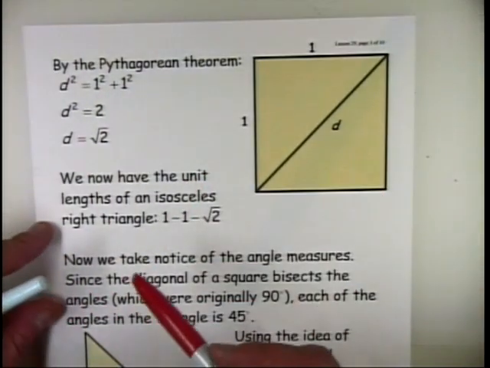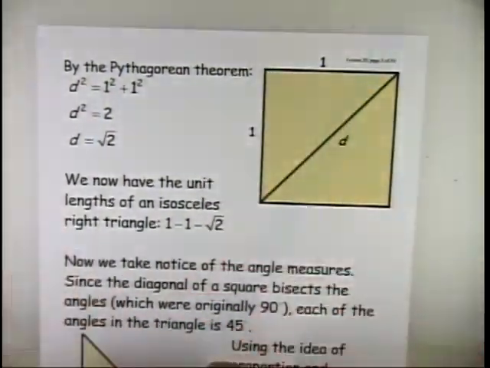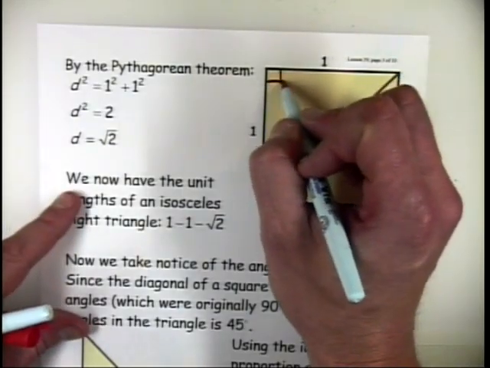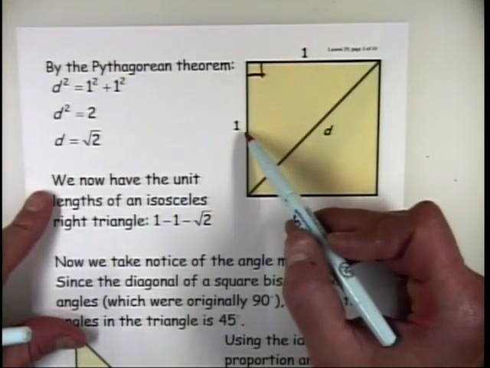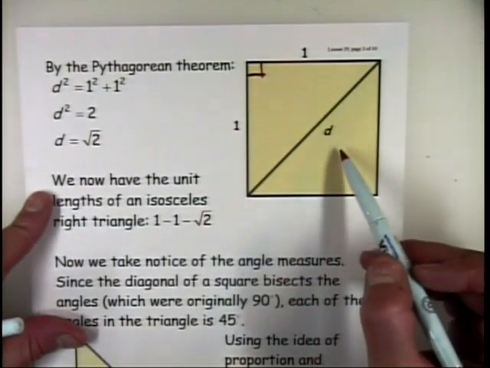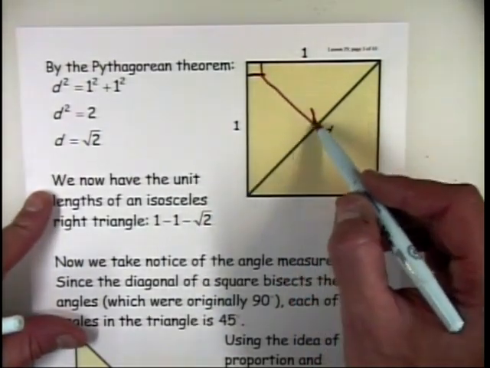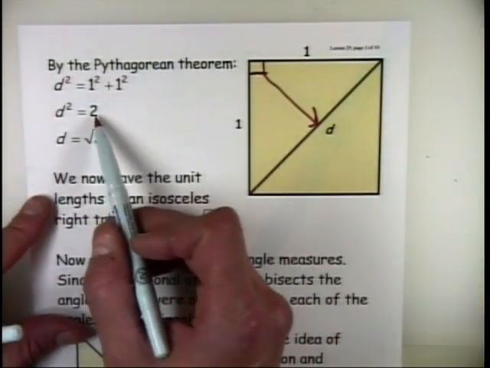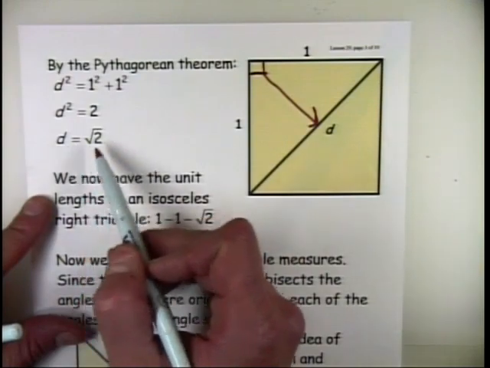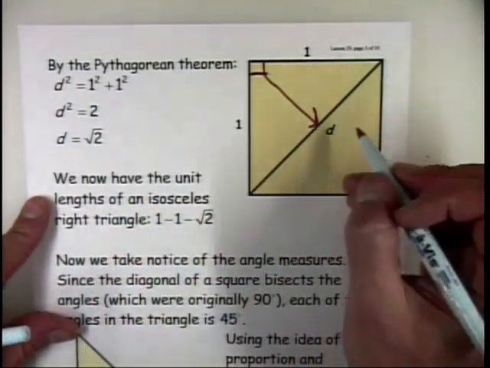Now, by the Pythagorean theorem, we can write an expression for the right triangle that's created by the diagonal and the side lengths. We know that 1 squared plus 1 squared equals the hypotenuse, which in this case is the diagonal, squared. So solving for the diagonal length, we get d squared equals 2, or the length of the diagonal is the square root of 2.